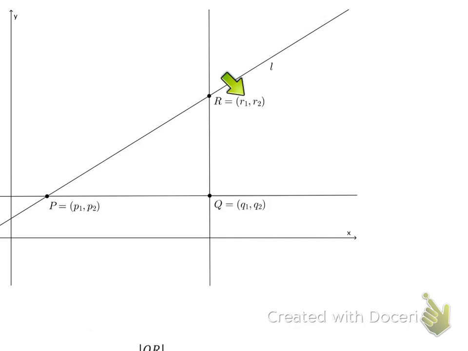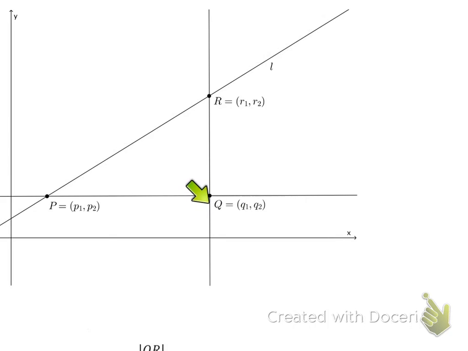The same thing goes for R, R1 and R2, and Q1, Q2. All of the x coordinates are going to have a subscript of 1, and all the y coordinates will have a subscript of 2. So it's real easy to tell, when we start talking about them, what point they came from.